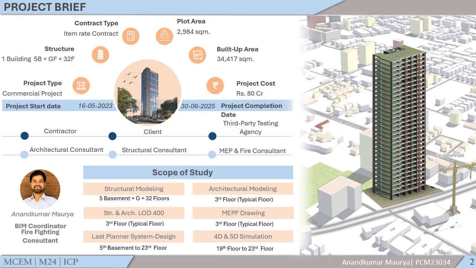Let us look at the project brief. Our project is a commercial project having one building, five basements, ground floor and 32 storey building. The contract type for the construction is item rate contract for civil, having a total plot area of approximately 3000 square meter and built up area of approximately 34,000 square meter. The contractor, client and third party agencies such as the architectural and structural consultants are the ones with whom we have coordinated.